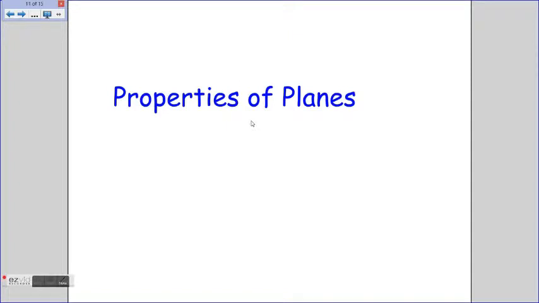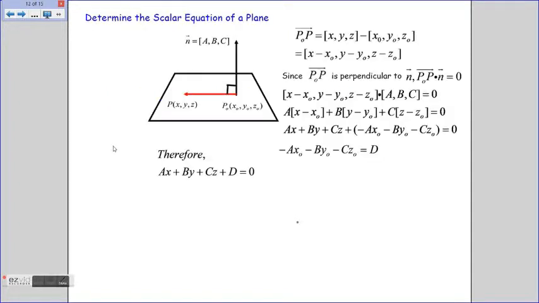Let's look at the properties of planes. So we want to determine the scalar equation of a plane. Let's pretend that this is our plane, and we have a known point where we start. And then, of course, a plane can be defined by its normal vector.